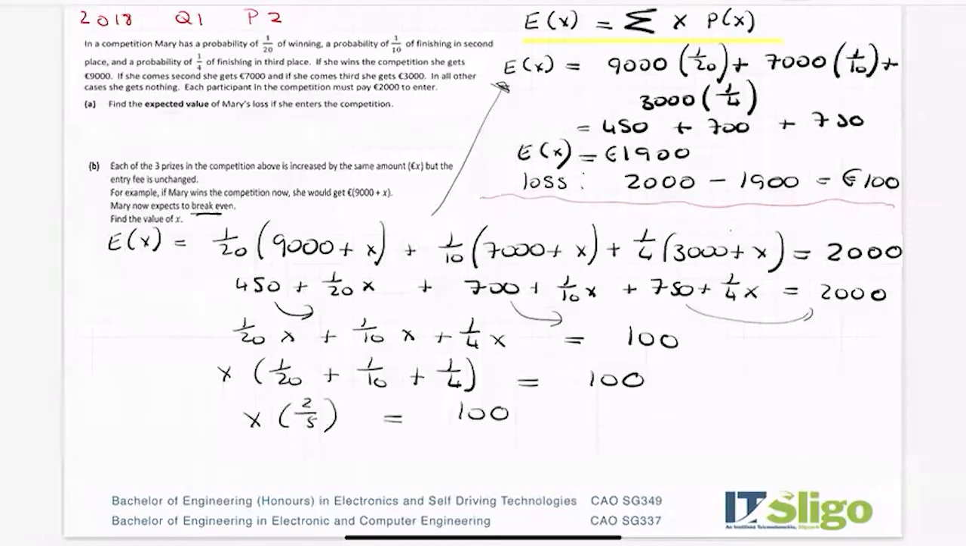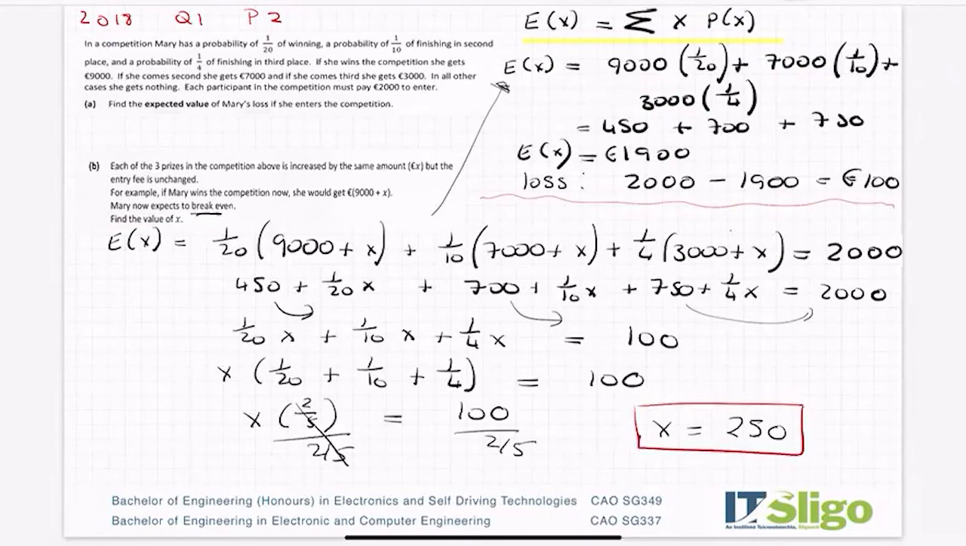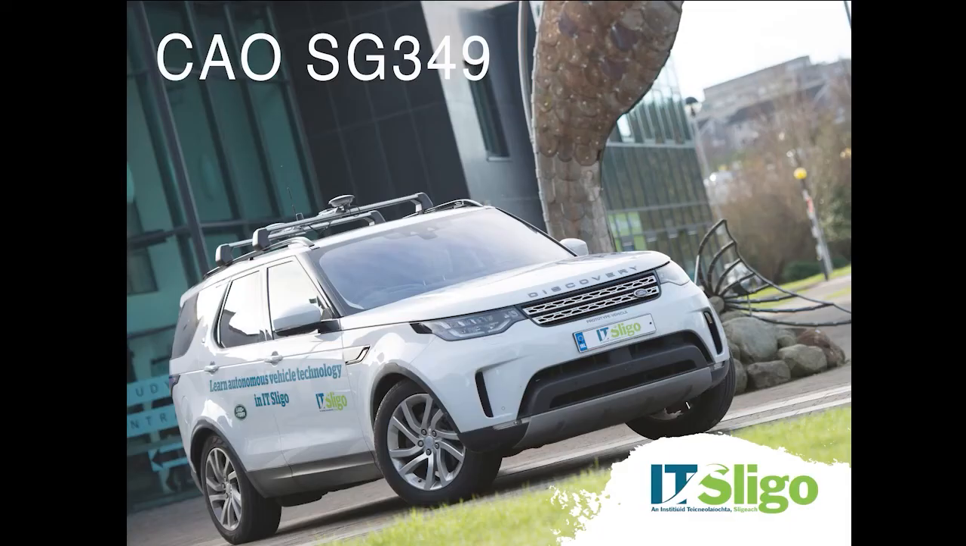X is equal to 100. Divide both sides by 2/5. So 100 divided by 2/5, and I get X being equal to 250. So then I have a little look up here to see what was the actual question. It was find the value of X. I was wondering, would it be find the new prizes? But no, it's find the new value of X, which is 250 euros.